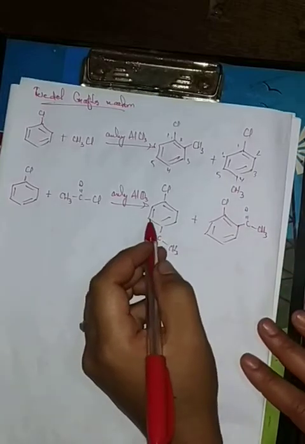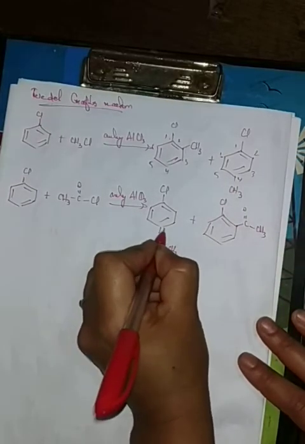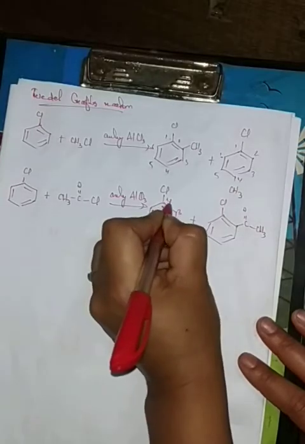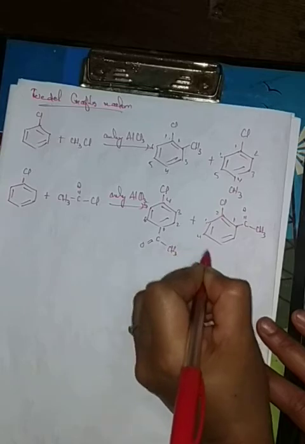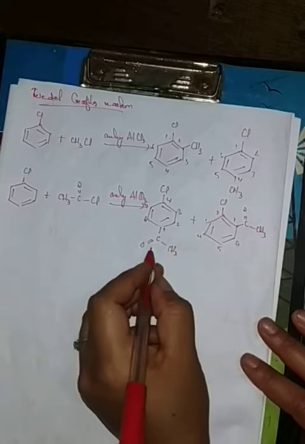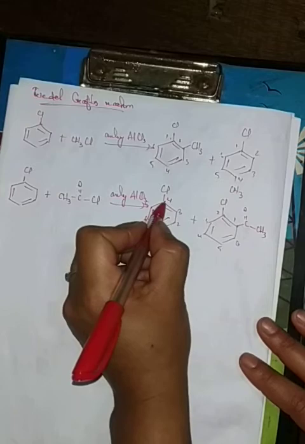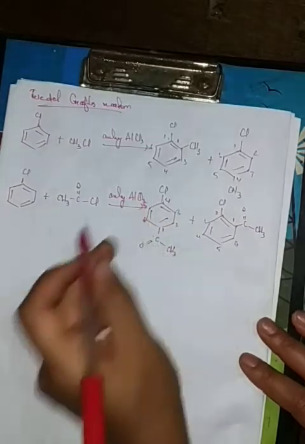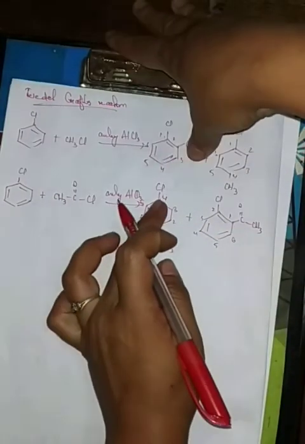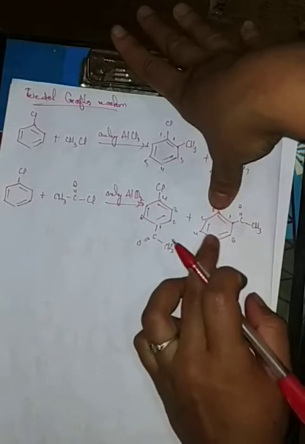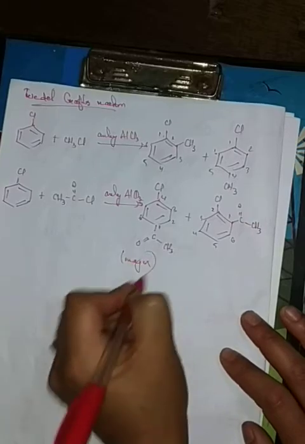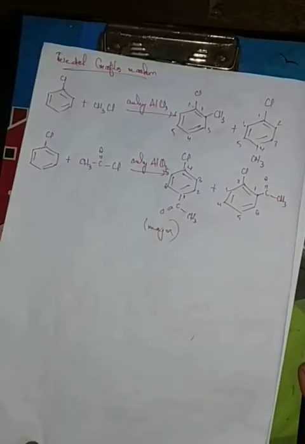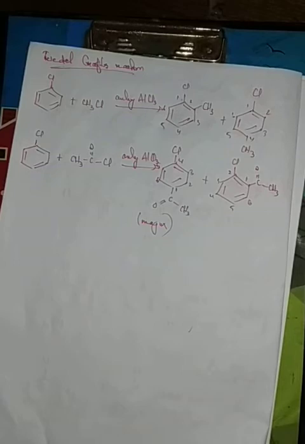Here, this will get the first numbering 1 2 3 4 5 6. Here will be 1 2 3 4 5 and 6. The name here will be 4-chloroacetophenone. This is the acetophenone group, 4-chloroacetophenone, and this is 2-chloroacetophenone. This also will be the major product. In all of the electrophilic substitution reactions of haloarenes, the major product will always be the para isomer, the para product.